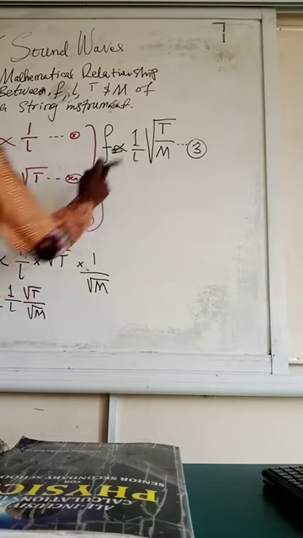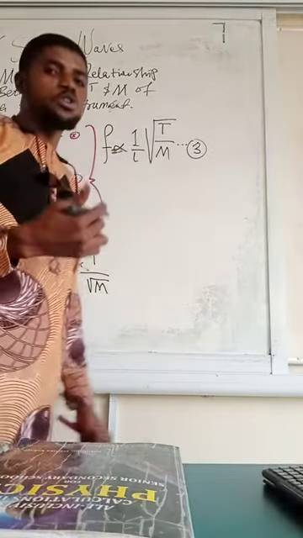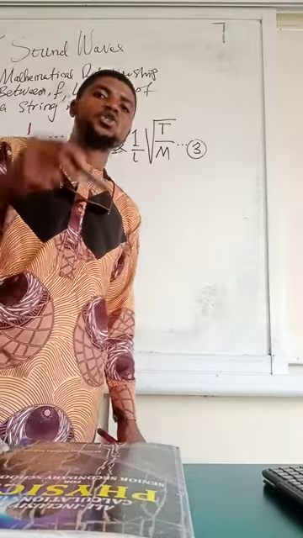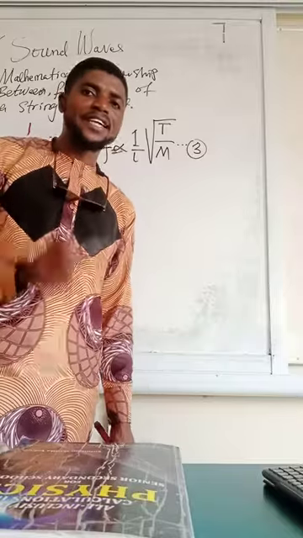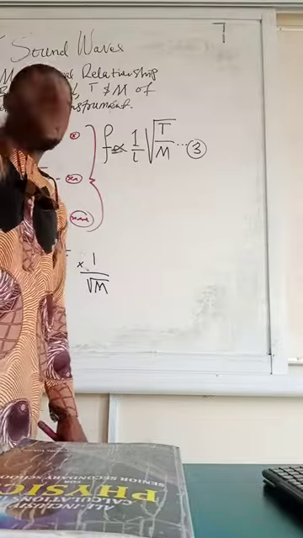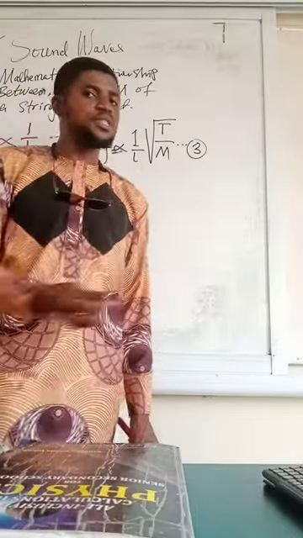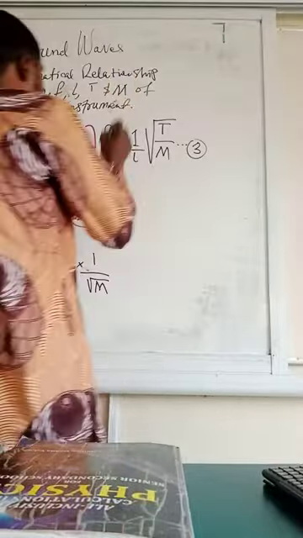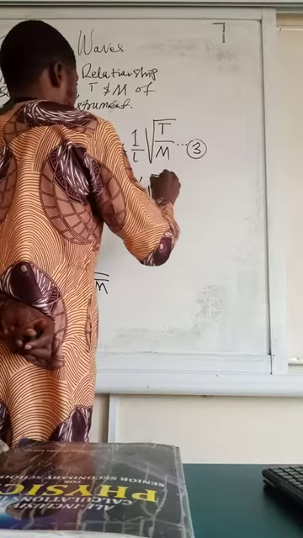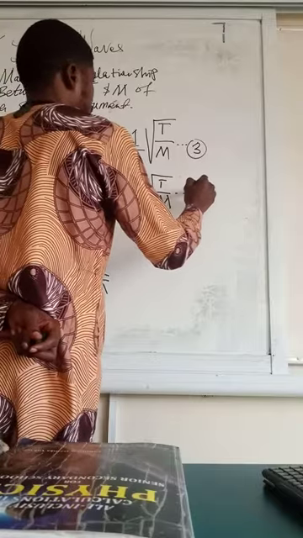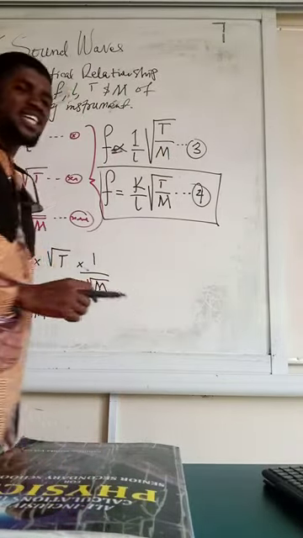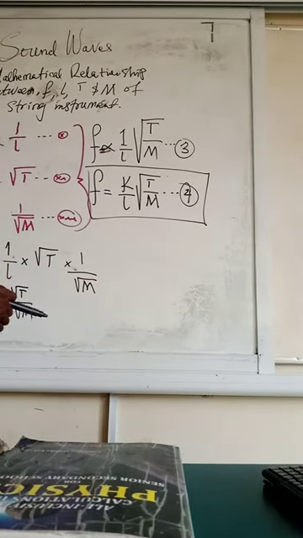Now we want to remove the sign of proportionality. We want to get away with this sign and introduce a constant. That constant is called K. K means the constant dependent on the mode of vibration of the string or the pipe instrument. Is it vibration in one loop? Is it vibration in two loops, three loops, four loops, or n loops? So we say that our F is equal to K all over L, the root of T, all over the root of M. You can call this equation 4. This equation is very, very important.